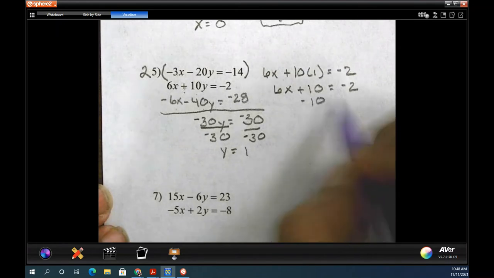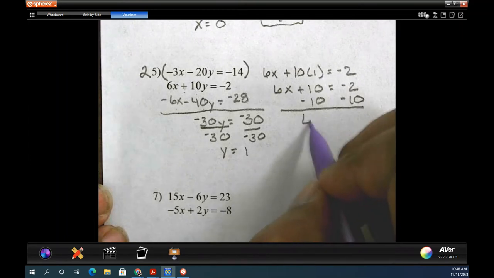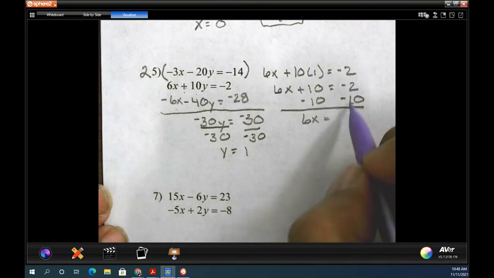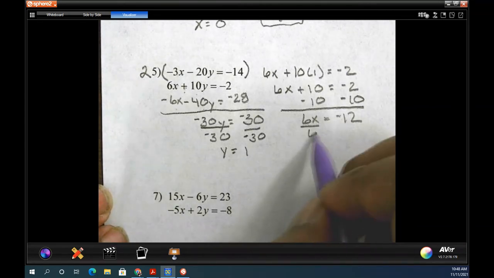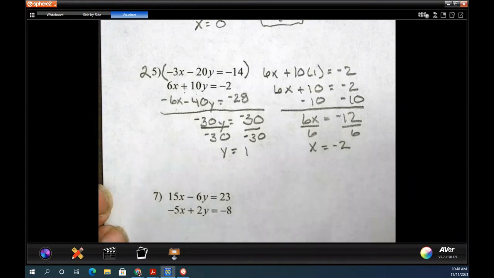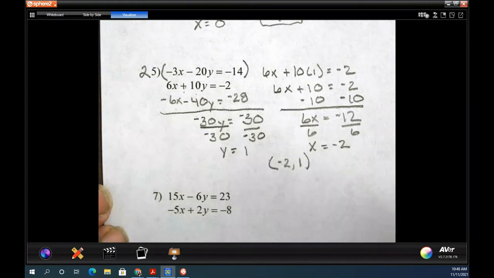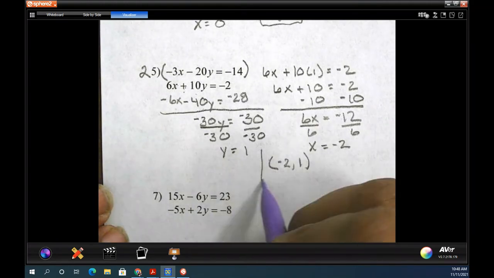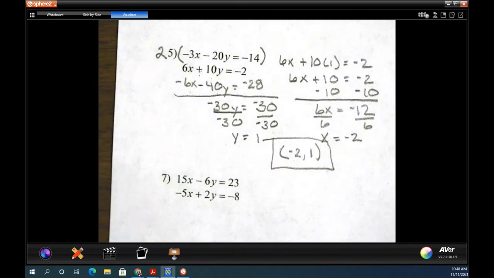Subtract 10 from both sides. You get 6x is equal to -2 minus 10, -12. Divide both sides by 6. X equals -2. So your answer here is -2, 1. All this work remains the same. It's just once you eliminate one, you got to decide which one to eliminate.